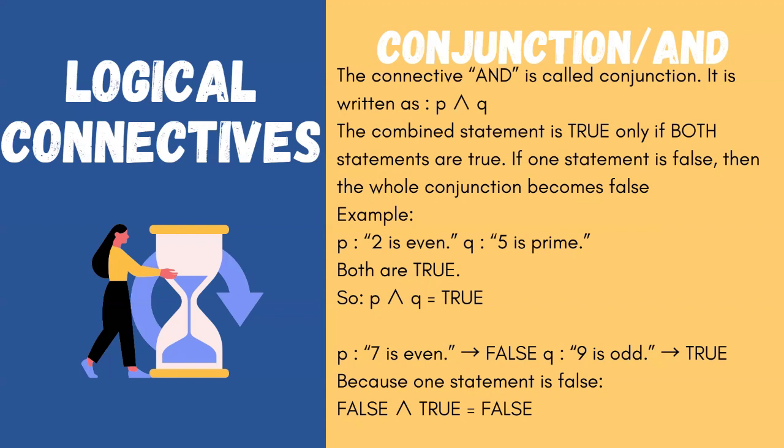For example, P: 2 is even. Q: 5 is prime. Both are true, so P and Q is true. Example number 2, P: 7 is even, which is a false statement. And Q: 6 is odd, which is also a false statement. Because one statement is false, false and true equals false.